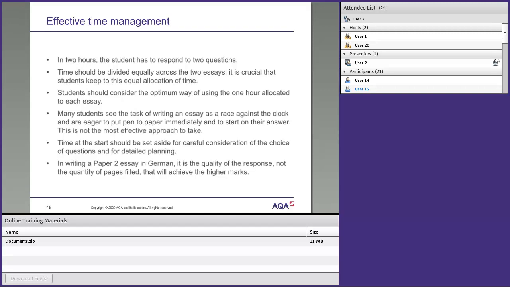Many students see the task of writing an essay as a bit of a race against the clock and are eager to put pen to paper immediately and start on their answer, and this isn't the most effective approach to take. Time at the start should be set aside for careful consideration of the choice of questions and for very detailed planning. In writing a paper 2 essay in German, it's the quality of the response, not the quantity of pages filled, that will achieve higher marks. And I'm sure you've all heard, like me, students come back in saying, "I wrote 3 pages," or "I wrote 4 pages," as if that is a sign that they've done well.